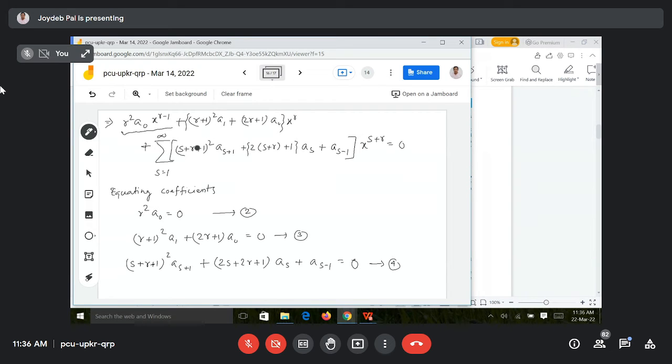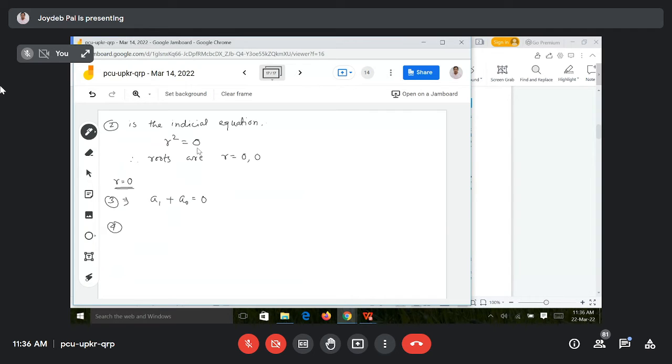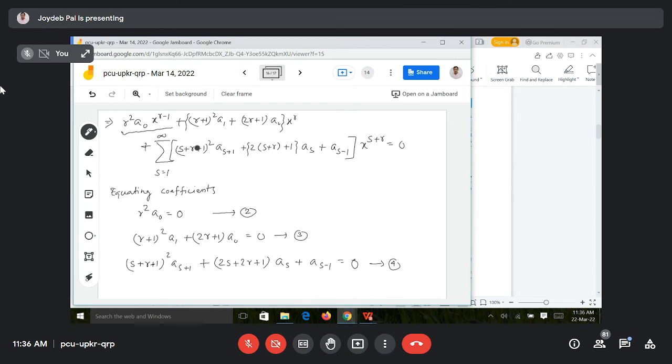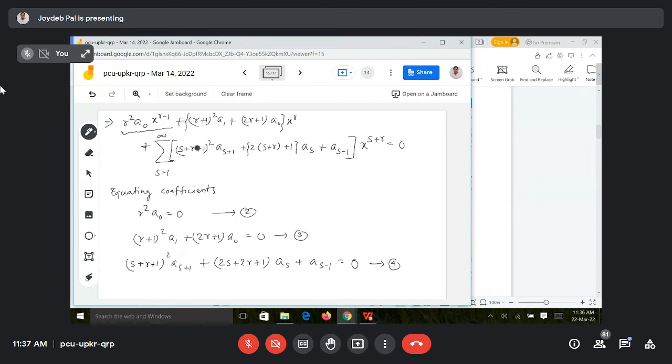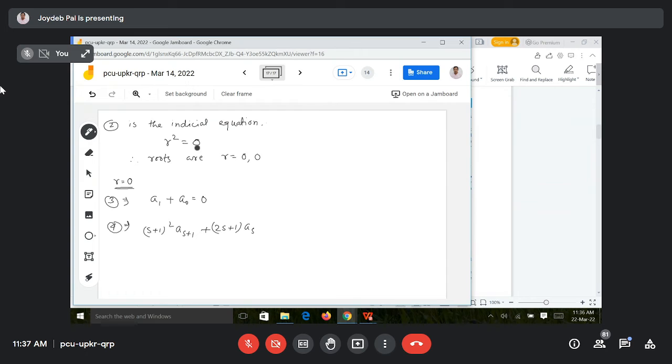Okay, so for r is equal to 0, the recurrence relation will be s plus 1 whole square a s plus 1, next term will be 2s plus 1 a s, next plus a s minus 1. So it is the recurrence relation.